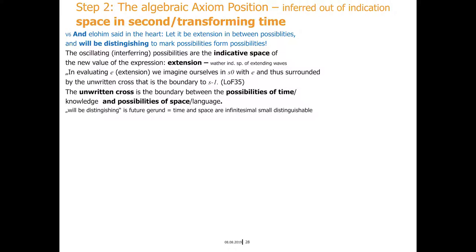Step 2, it's the algebraic axiom, position. Denoted in Genesis, and sign of relation, Elohim said in the heart, in the inner eigenvalue, let it be extension in between possibilities, and will be distinguishing to mark possibilities from possibilities.